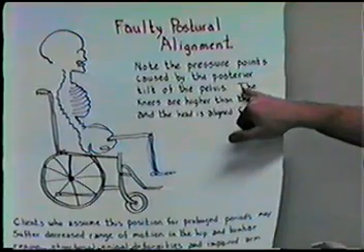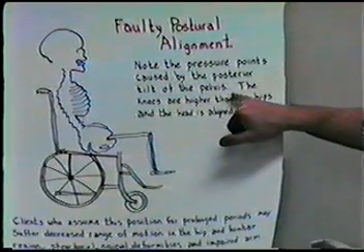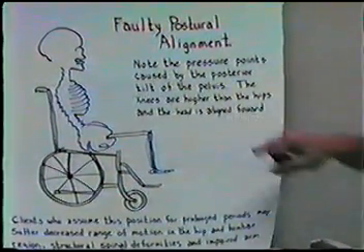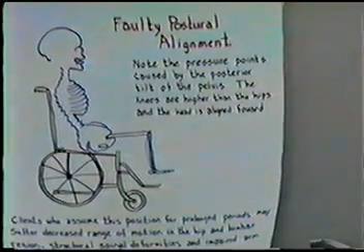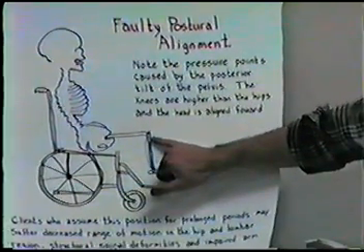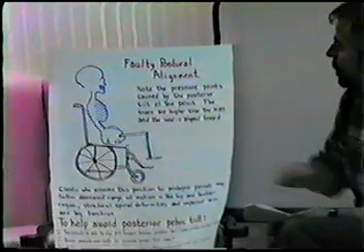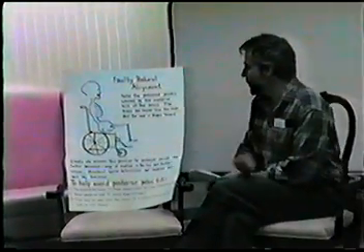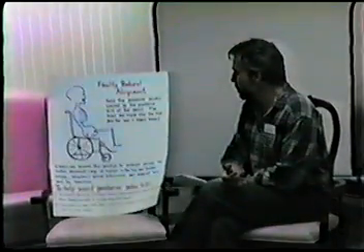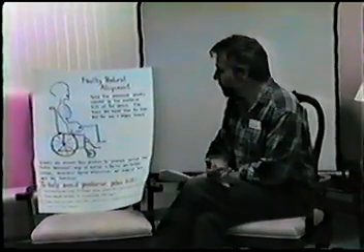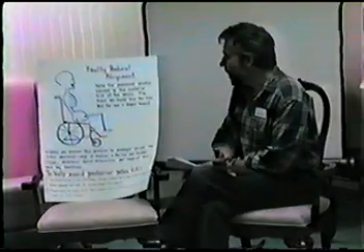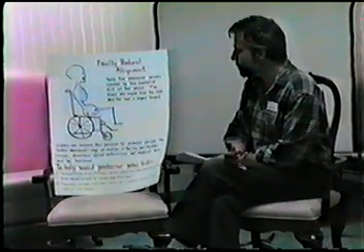Okay, note the pressure points caused by the posterior tilt of the pelvis. The knees are higher than the hips, and the head is aligned forward, okay? This is what we see a lot of in nursing homes. Now, clients who assume this position for long periods quite often end up with decreased range of motion in the hips and the lumbar region, sometimes severe structural spinal deformities, and impaired arm and leg function, okay?